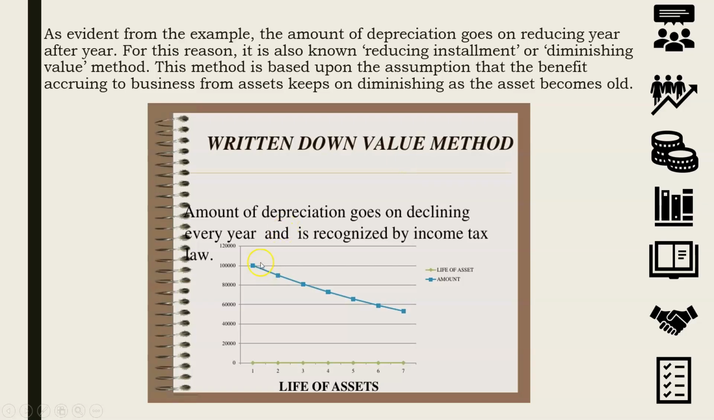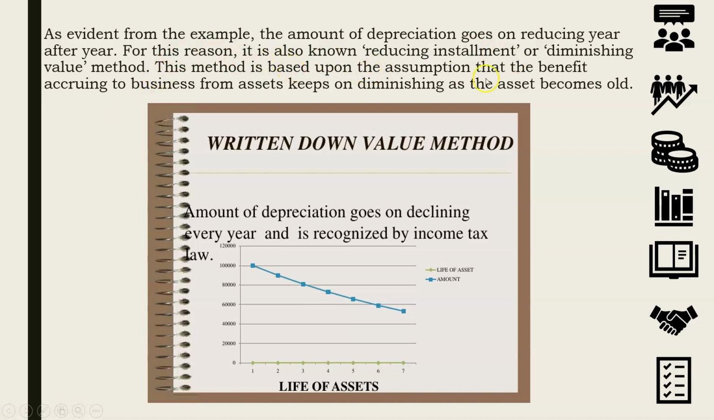You can see the graph of the written down value method here. It is not perfectly downward sloping. It gets reduced yearly but with small percentages, so it is slightly sloping that way. So as evident from the example, the amount of depreciation goes on reducing year after year. For this reason, it is also known as the reducing installment or diminishing value method.